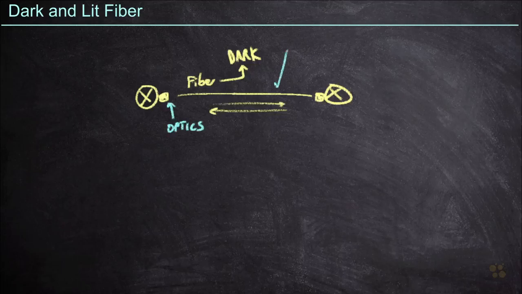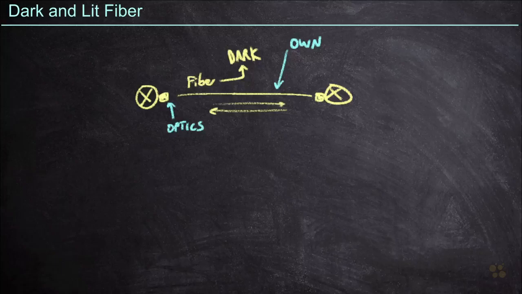Furthermore, somehow I need to get my hands on this fiber. And there are two primary ways of doing that. For one, I could simply own my own fiber. If this is between two buildings on my own campus, I could hire a company to come out and dig fiber between the two buildings. At that point, I own the fiber and I can do whatever I want with it.